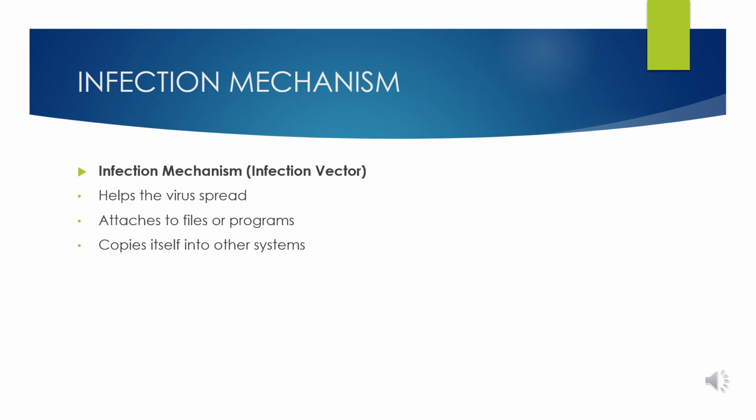The infection mechanism is the part that helps the virus spread. This component finds new files, copies itself, attaches to programs or documents. Example, when you open an infected file, the virus automatically copies itself into other files, USB drives, system folders. This is how a virus spreads from one file to many files.